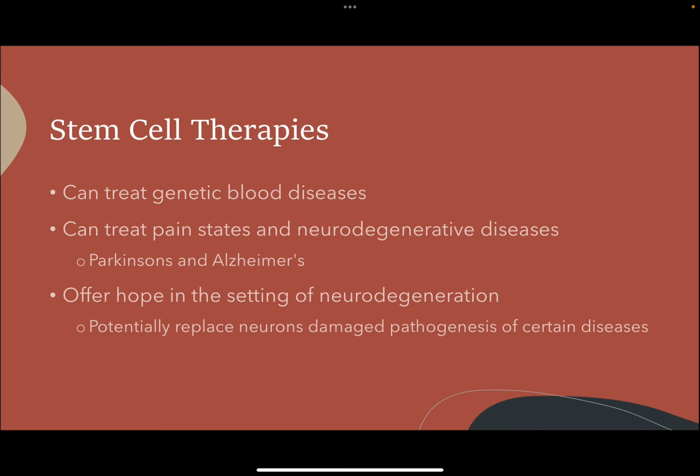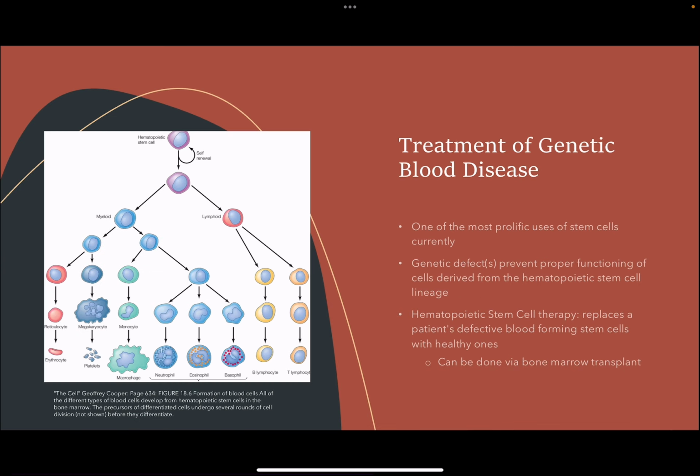So what can stem cell therapies do? They can treat genetic blood diseases. They can treat pain states and neurodegenerative diseases like Parkinson's and Alzheimer's. And it also offers hope in the setting of neurodegeneration. We may be able to potentially replace neurons damaged by the pathogenesis of certain diseases, like in Alzheimer's or Parkinson's.